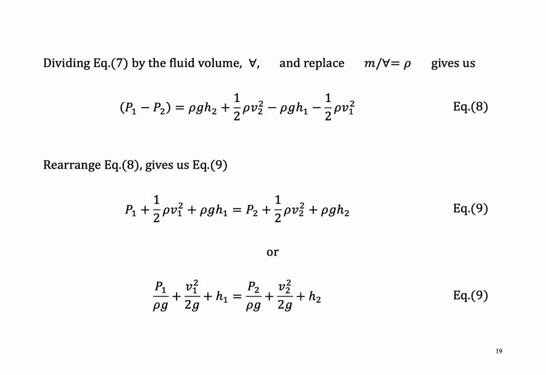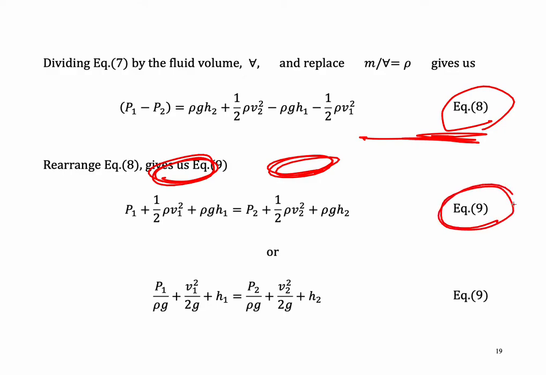Then we divide equation 7 by the fluid volume and replace m over volume with rho. It will give us equation number 8. So we rearrange equation number 8. We put all the inlet values, the terms with subscript 1, on the left, and the terms with subscript 2 on the right. So we could rewrite equation 8 into equation number 9.